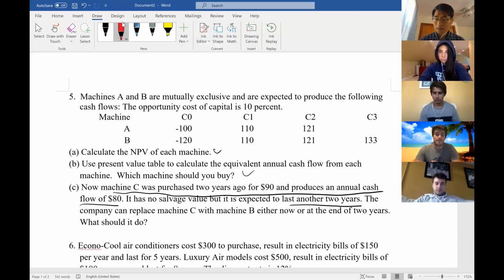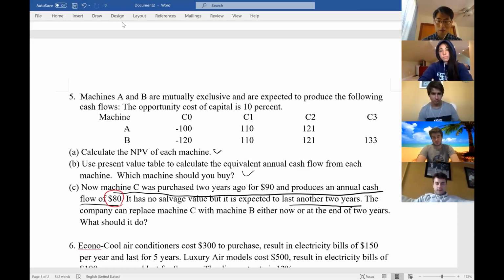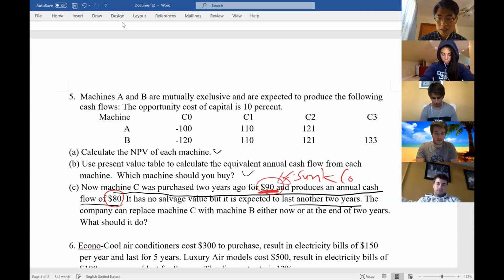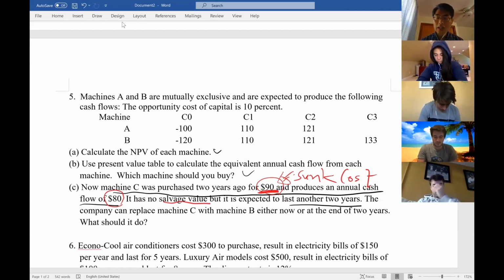There are 2 relevant pieces of information here. One is it generates the cash flow of 80, right? The other one is its price was $90. Shall we pay attention to this cost? The answer is no. Why? Because this is what you call a sunk cost. So you already spent this money and you cannot recover it because it has no salvage value, right? So when you make a decision, you should not pay attention to the sunk cost. So the fact that you spent $90 should not matter anymore, right?